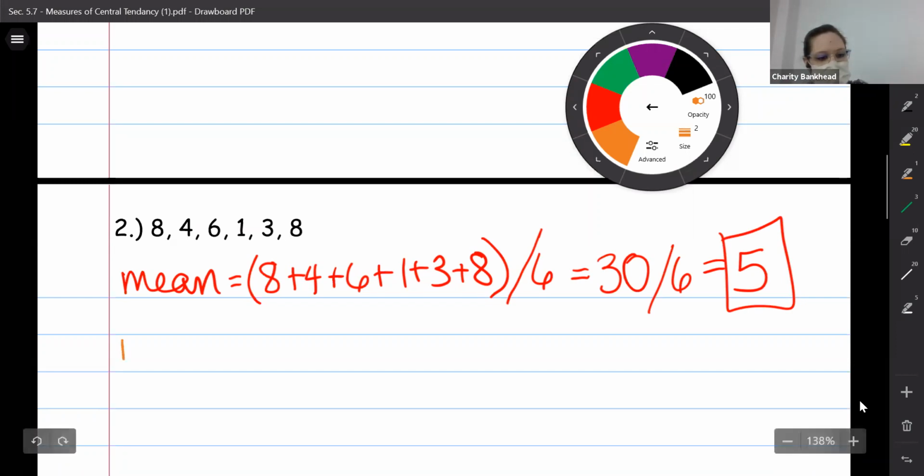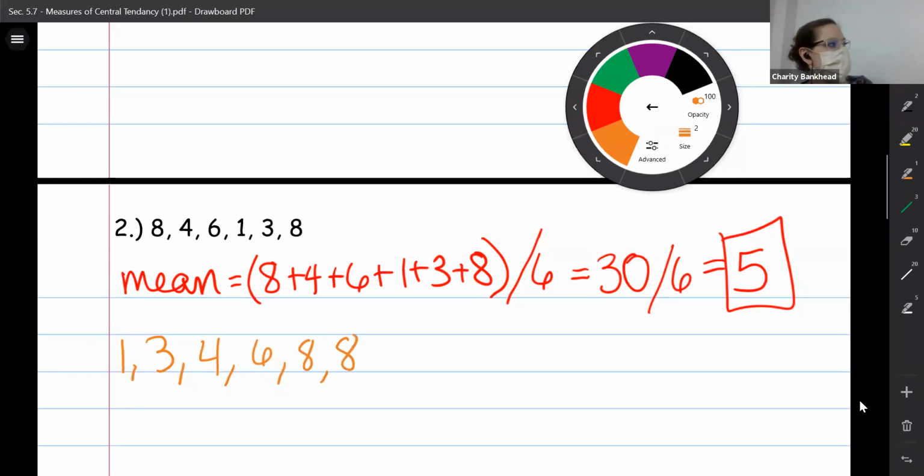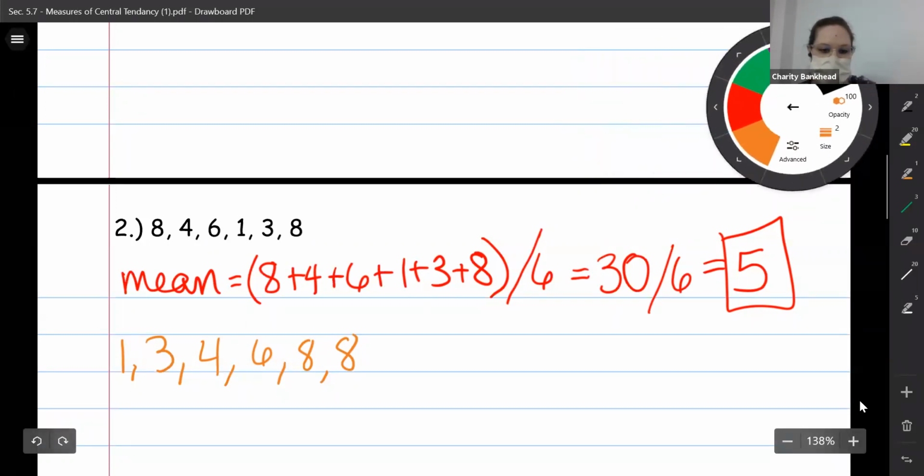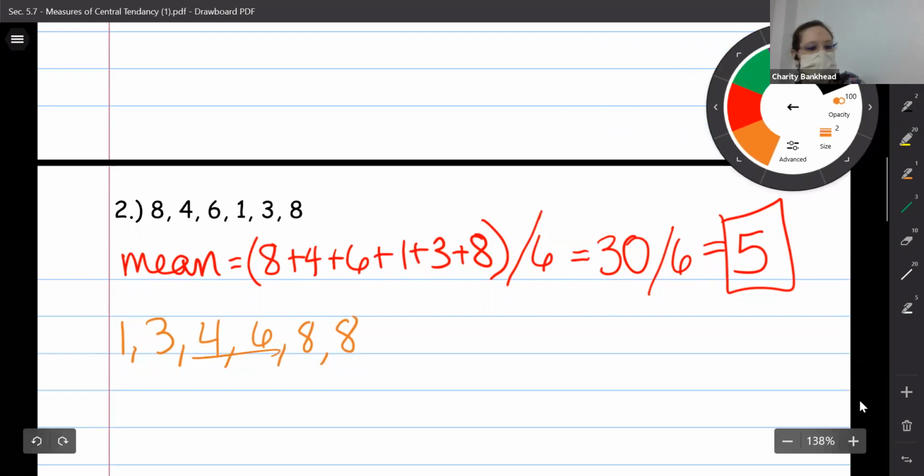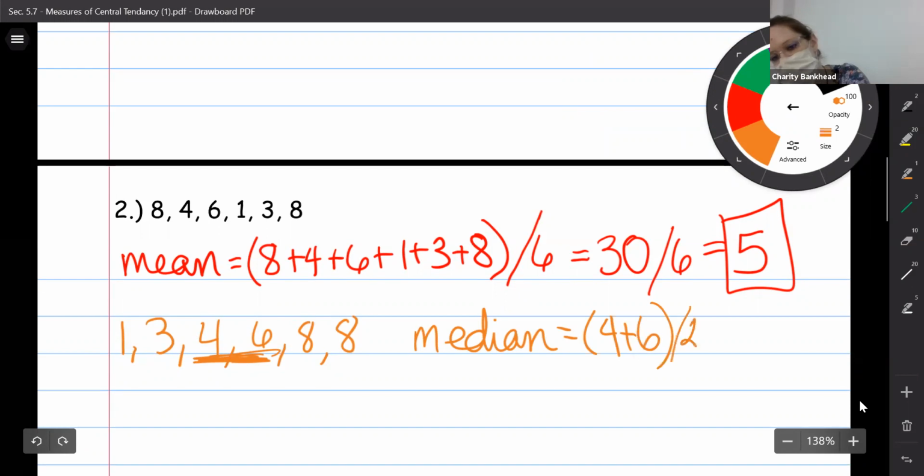And then let's put them in order. So that'd be 1, 3, 4, 6, 8, 8. So in this case, there's an even number of numbers in our set. So we have to take the 2 middle numbers and average those. So we're going to take the 4 and the 6 and average them, meaning there's 2 of them, so we add them together and divide by 2. That's 10 divided by 2, which is also 5.